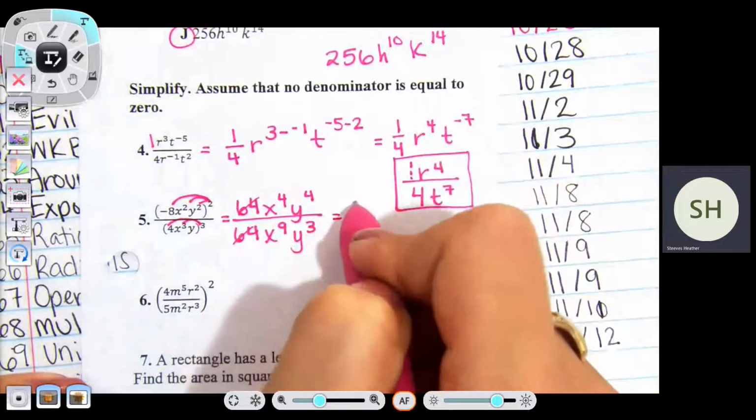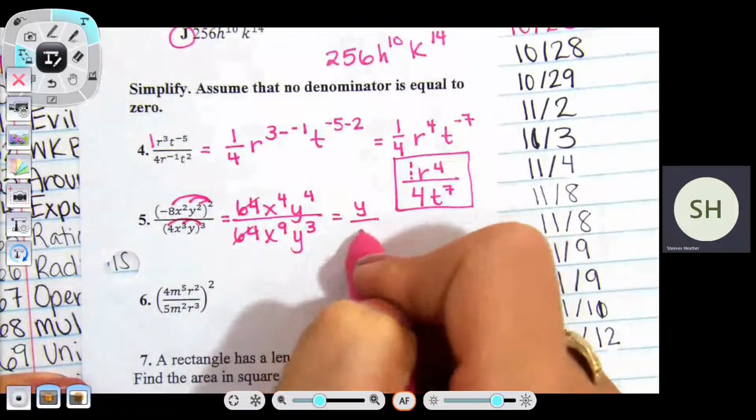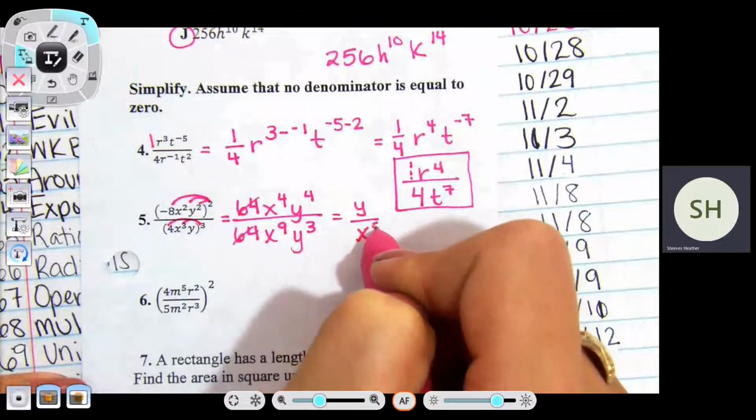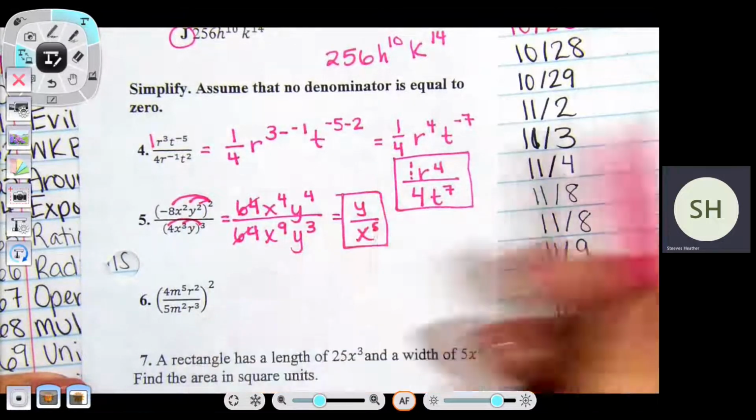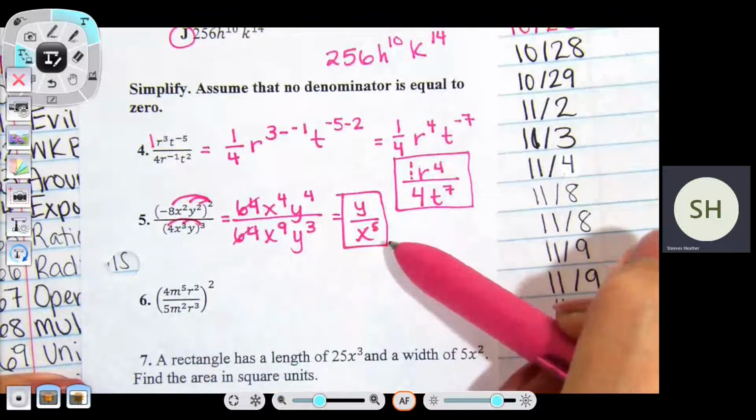So the y is positive, it's going to end up top. The x has a negative exponent, it's going to end up down below and become positive. So you have y, x to the 5th.